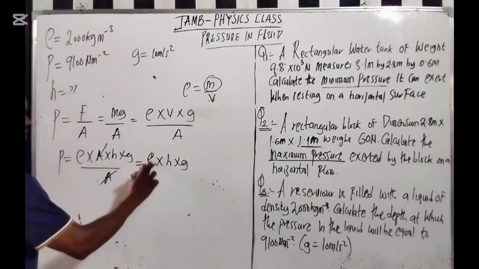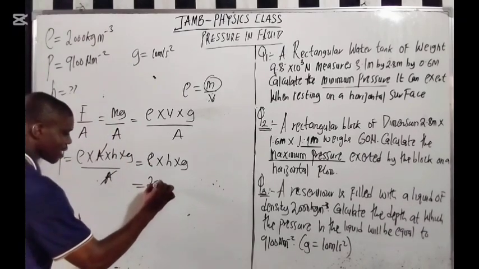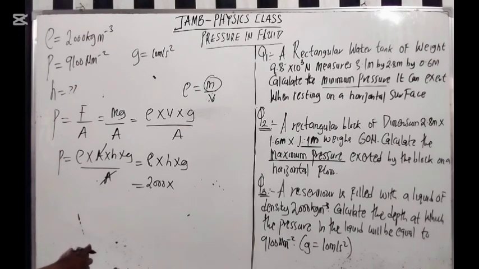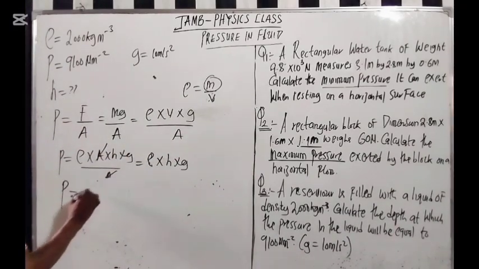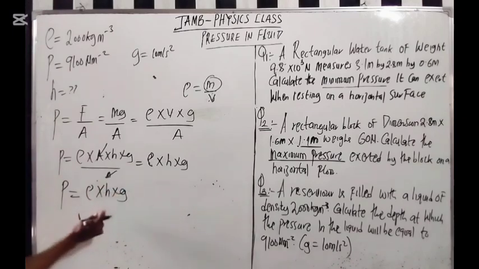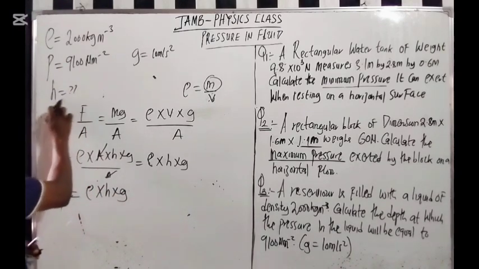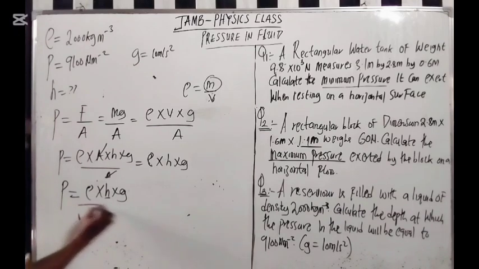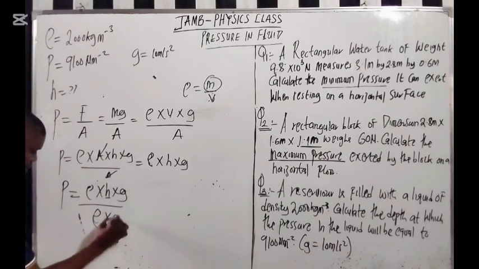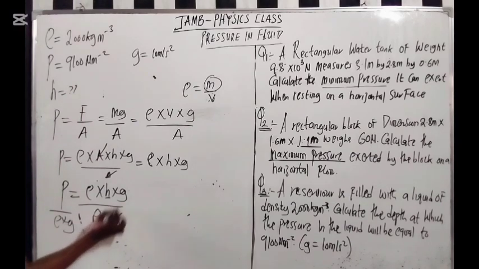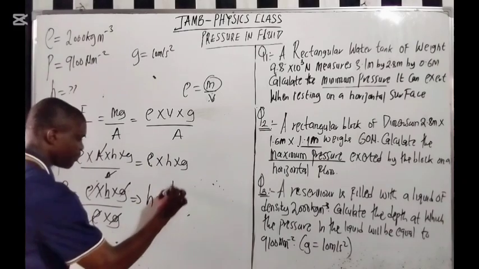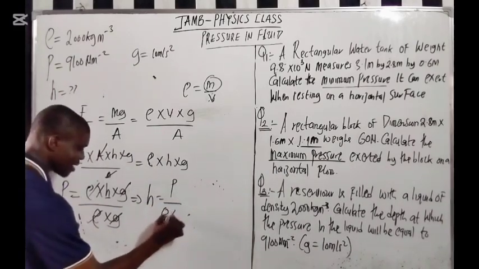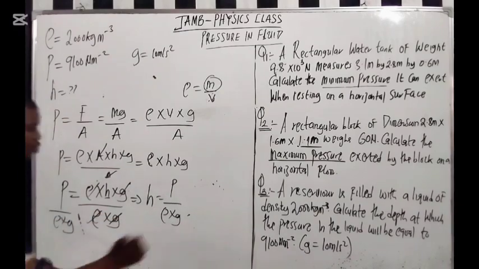Now my density is 2000. So the formula we are going to use here is P equals density times height times g. Now they are asking for the depth, which is the height here. So you have to make the height the subject of the formula, by dividing by density times g. This will cancel out this, and this will cancel out this here. It means that my height, which is the depth, is equal to P over density times g. This is it.